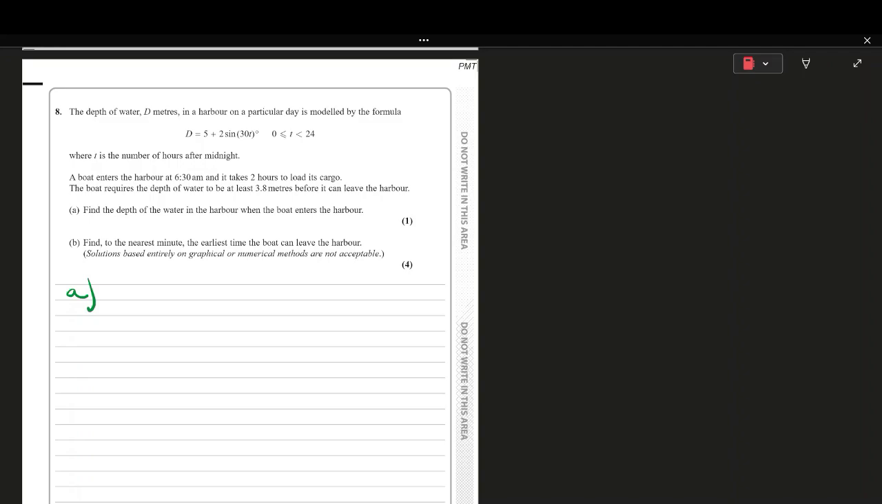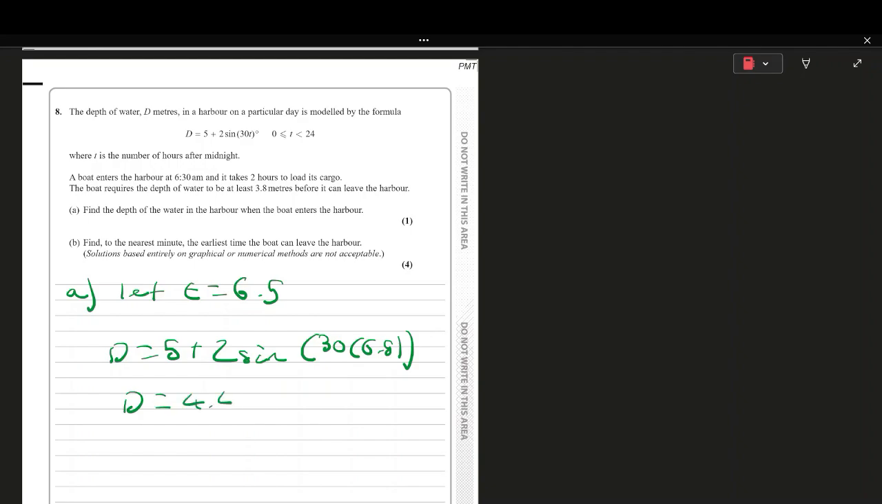So we need to let t equal 6.5, since that's 6 hours and 30 minutes. So the depth is equal to 5 plus 2 sine 30 times 6.5. Put that in your calculator, you'll get 4.48 meters. Part B, find to the nearest minute the earliest time the boat can leave the harbour.